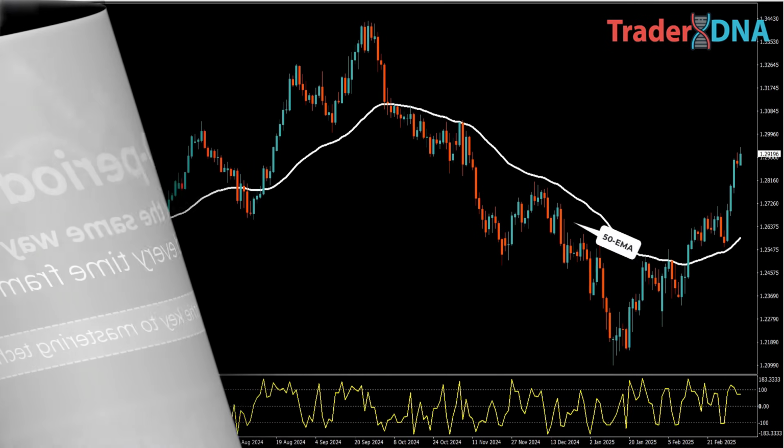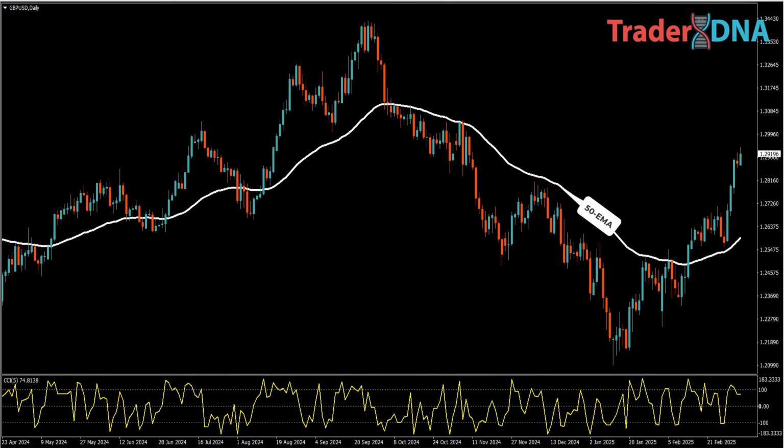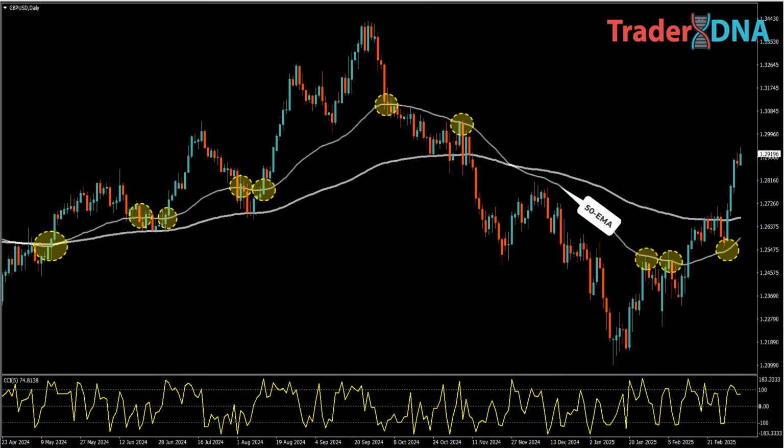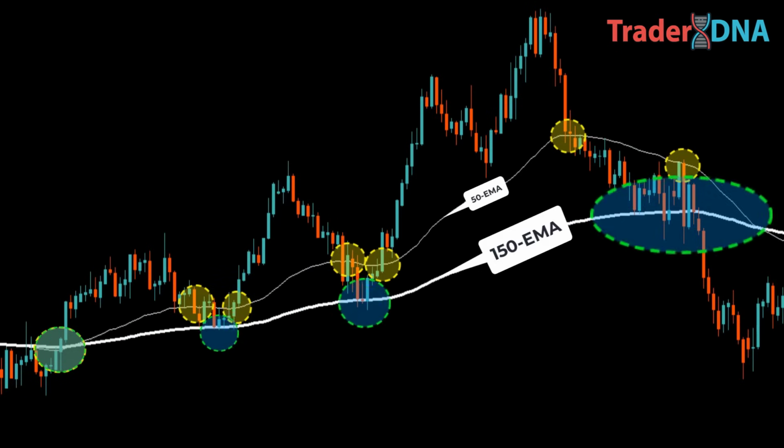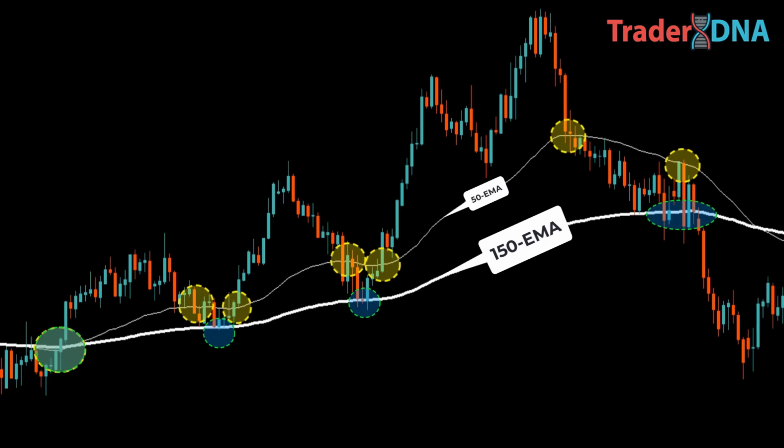At first glance, the 50-period EMA looks like a solid level. Price keeps reacting whenever it approaches the line. But let's zoom in. What if we swap it out for a 150-period EMA? Now we see that price is responding even more accurately to the 150-period EMA instead of the 50.